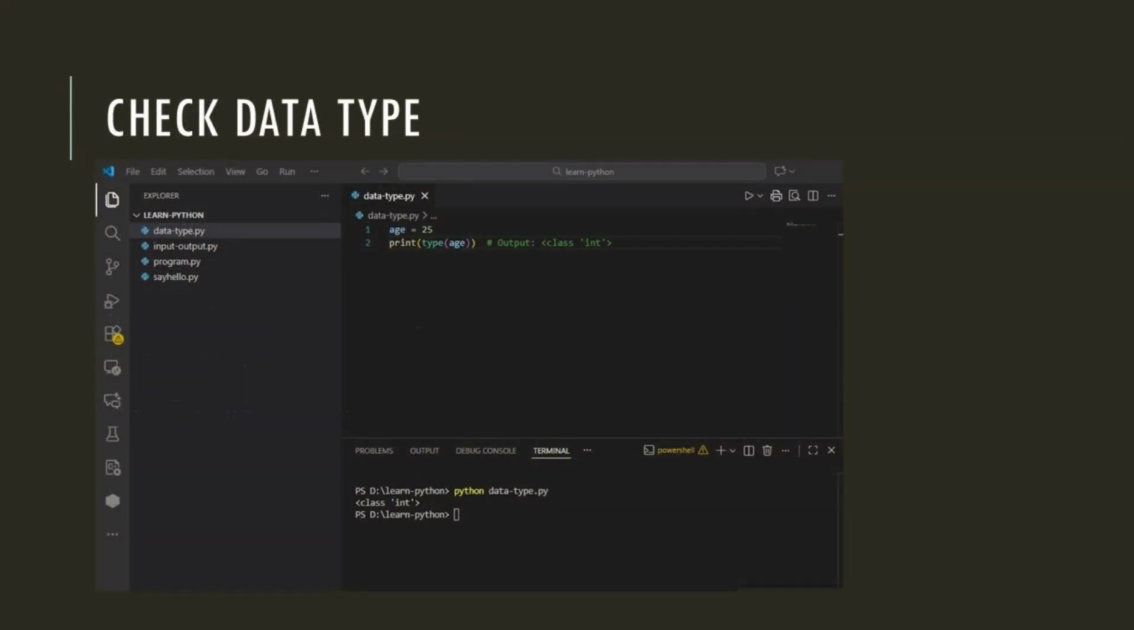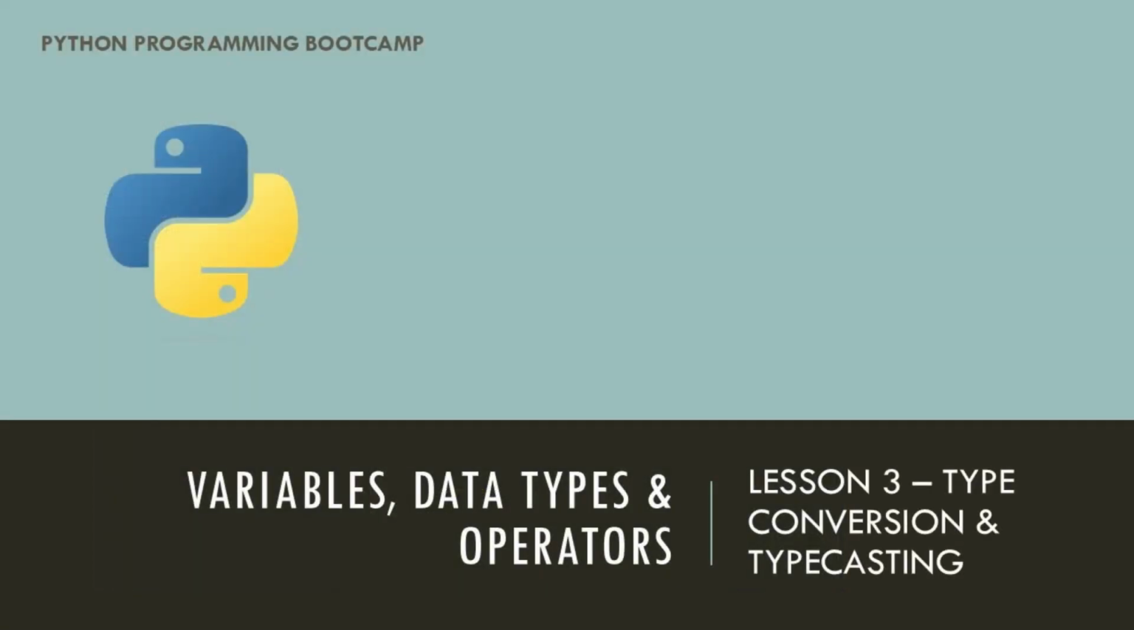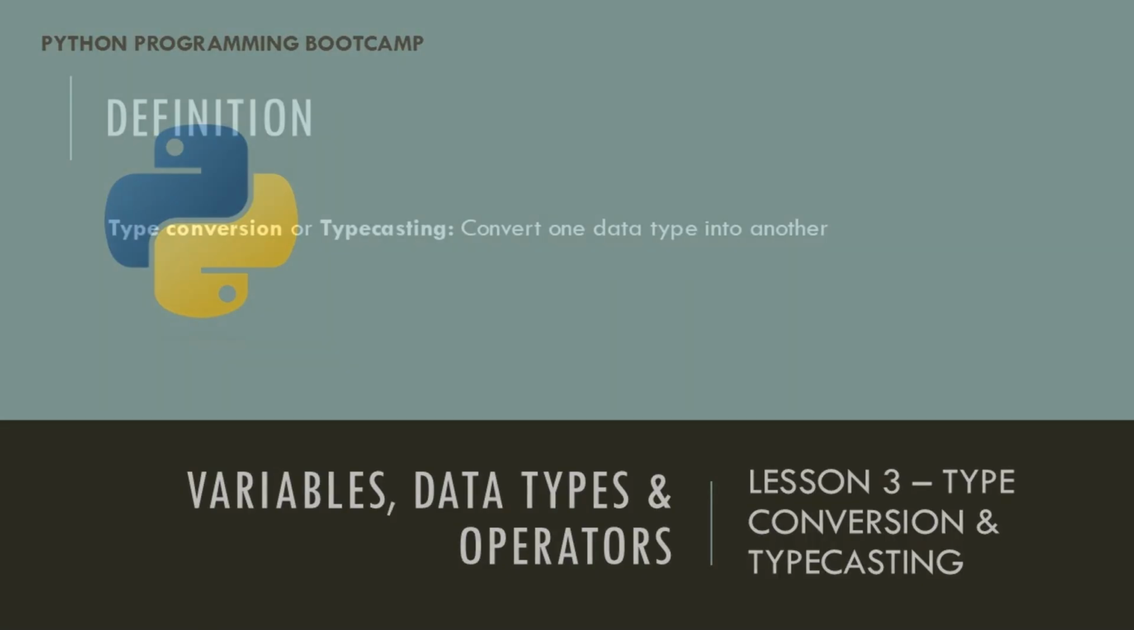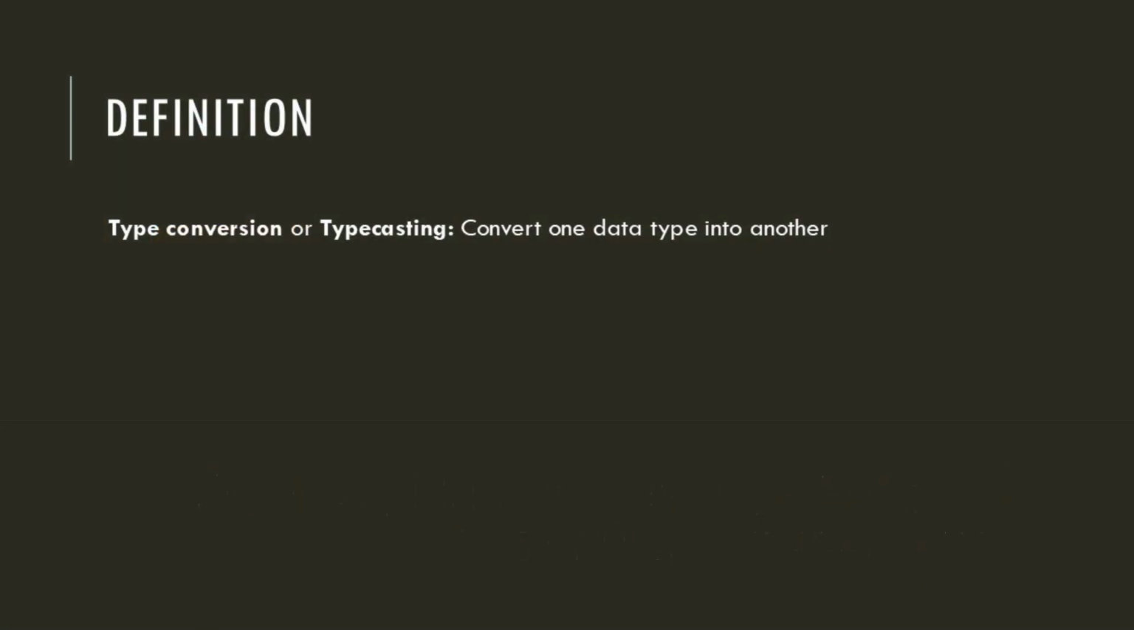Python allows you to check a data type using the type function. print(type(age)). Understanding data types is essential because it helps Python decide what operations are allowed on the data. Sometimes you need to convert one data type to another. This is called type conversion or typecasting.